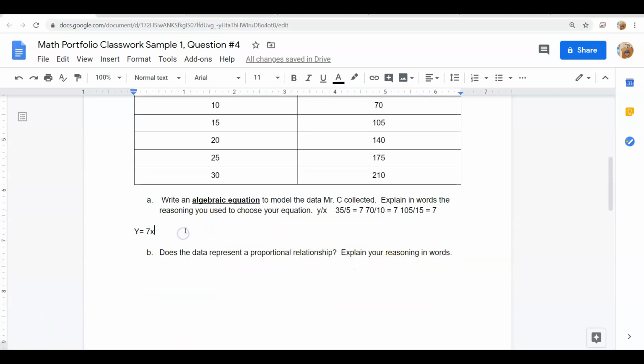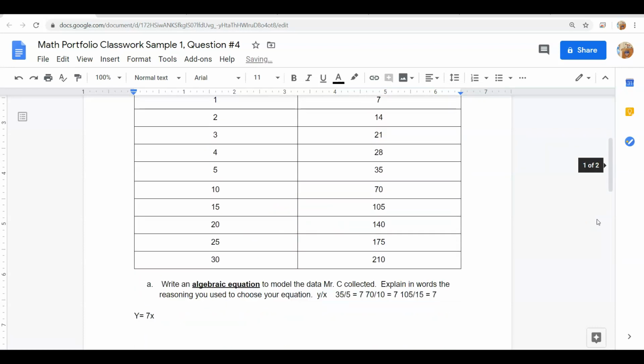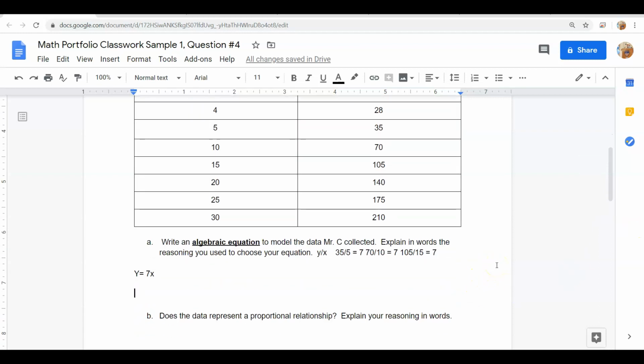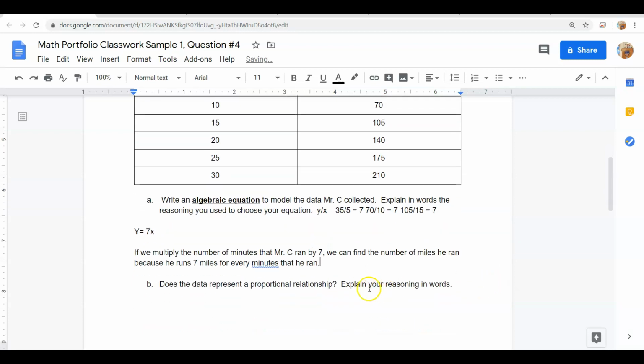So when we have this equation, we need to explain in words the reasoning used to choose this equation. You could just say, if we multiply the number of minutes that Mr. C ran by 7, we can find the number of miles he ran, because he runs 7 miles for every minute that he ran. So that would be the most descriptive answer.